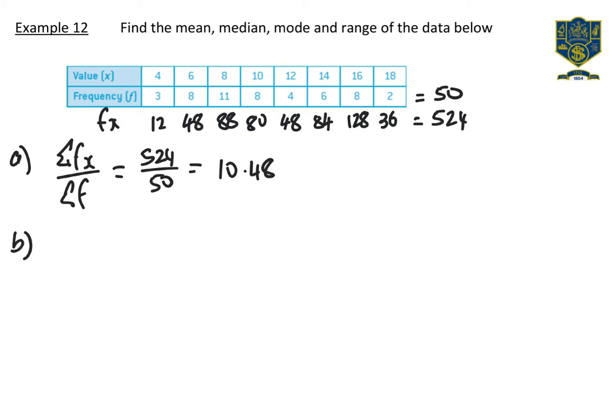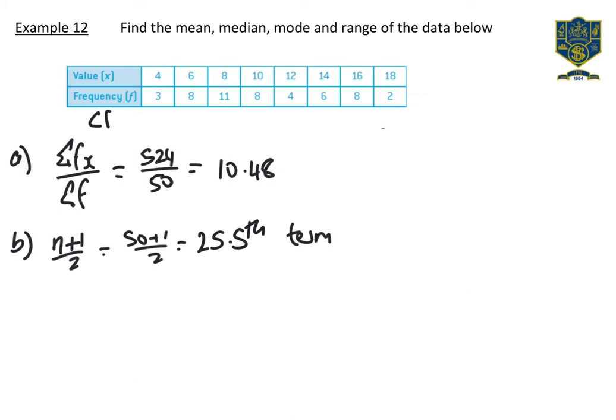To work out the median, we need to work out the middle number. We know there are 50 terms. Because this is not grouped data, we have to use n plus 1 over 2. So it's going to be 50 plus 1 over 2, which is the 25th and a half term. To work out where that is, we need to look at the cumulative frequency, and that's the running total. There's 3 in the first group, there's 8 in the next group, which means in total there's going to be 11. Another 11 takes us up to the 22nd term. 8 is 30, 34, 40, 48, and 50.